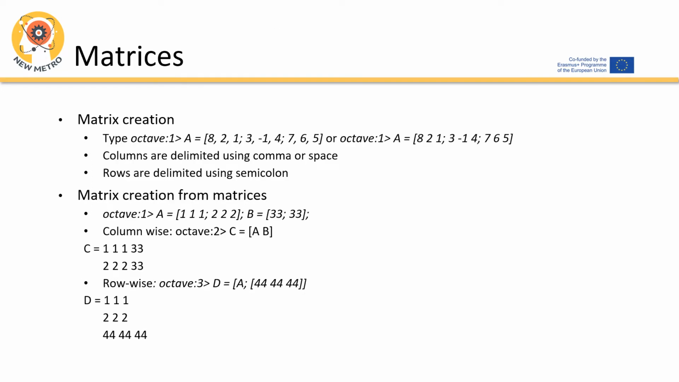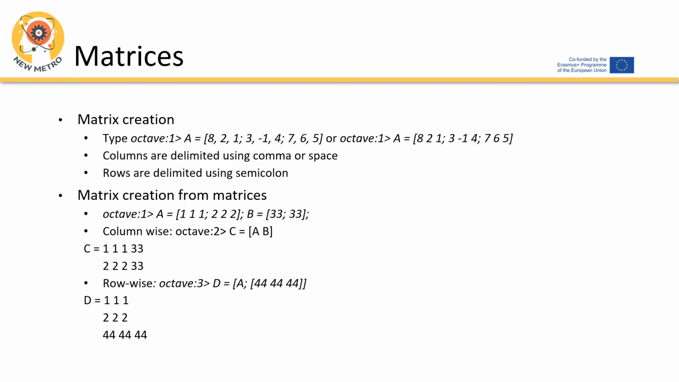We can declare a matrix, as we can see from the command prompt, such as A = [8, 2, 1; 3, -1, 4; 7, 6, 5], or we can use the same numbers without the commas, separated by semicolons. The columns are delimited using a comma or space, and rows are delimited using a semicolon.